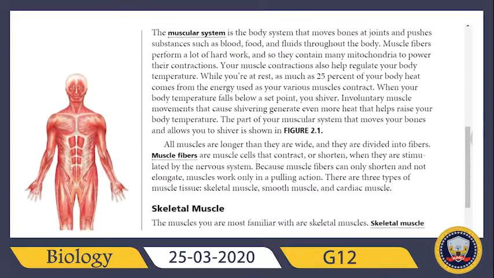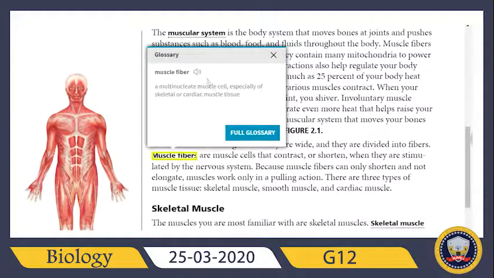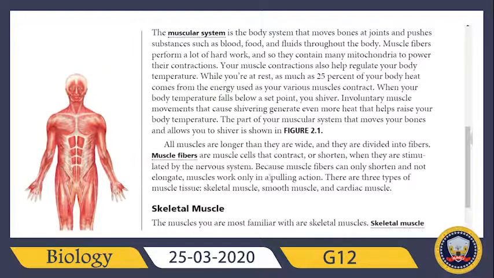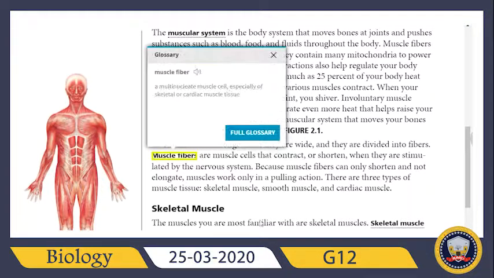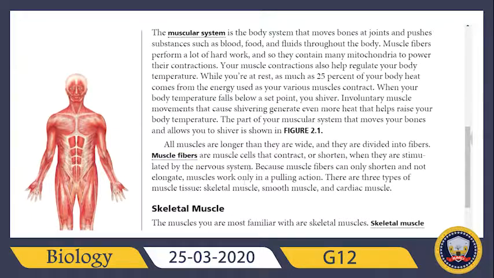Now, the muscle fibers. Muscle fibers are muscle cells that contract or shorten when they are stimulated by the nervous system. So, muscle fiber: a multinucleate muscle cell, especially of skeletal or cardiac muscle tissue. Good. So this is, of course, an alternative definition that I'm giving you.